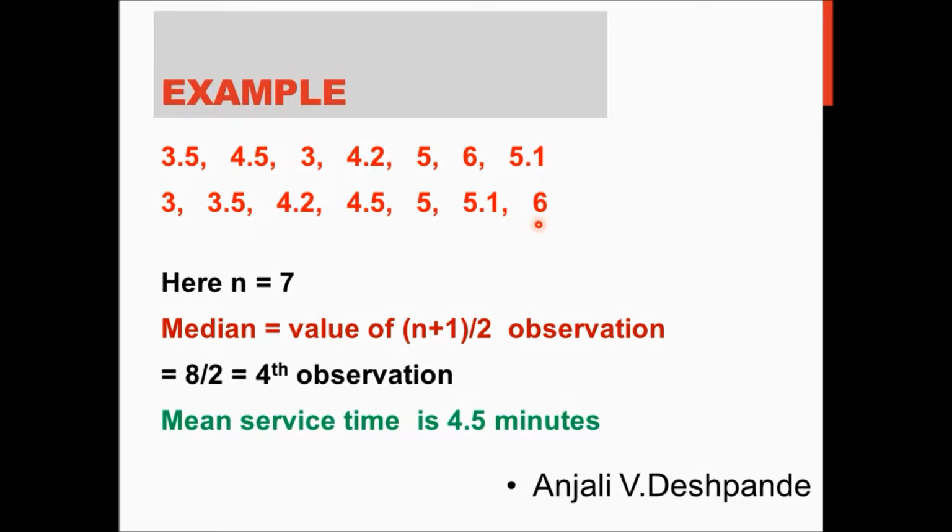The number of observations in this case is odd. N is 7, so it is odd. So the median is the value of the (n plus 1)/2th observation. 7 plus 1 is 8, divided by 2, the 4th observation. The 4th observation is 4.5. So in this particular case the median service time is 4.5 minutes per customer.